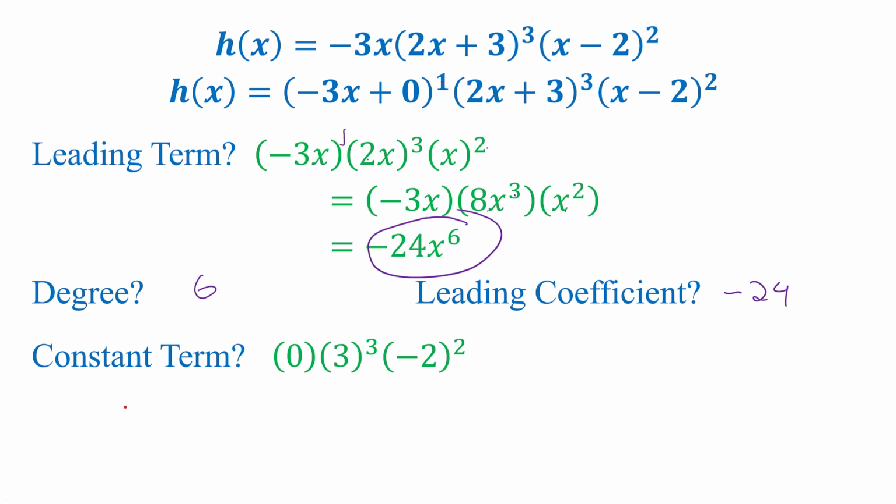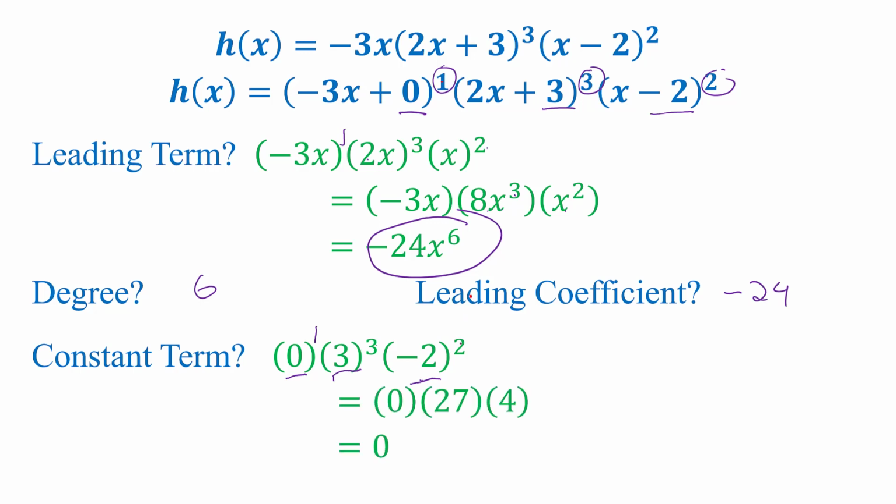So again, we're taking our three binomials here, 3x plus 0. The constant term on 3x plus 0 is 0. The constant term on 2x plus 3 is 3. And the constant term on x minus 2 is negative 2. We raise each of these constant terms to the associated power here. So we're going to have 0 raised to the first power, 3 raised to the third power, negative 2 raised to the second power. Then simplify.